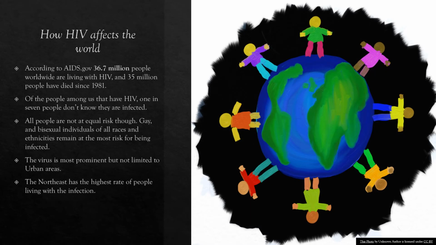How HIV affects the world. According to AIDS.gov, 36.7 million people worldwide are living with HIV, and 35 million people have died since 1981. Of the people among us that have HIV, 1 in 7 people don't know that they are infected.